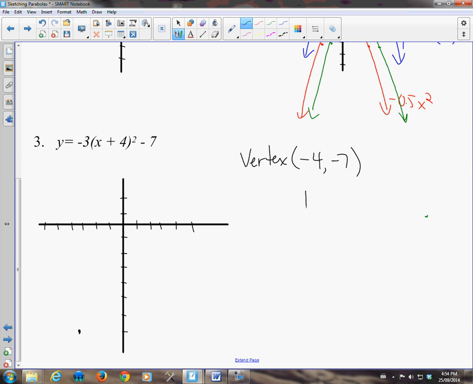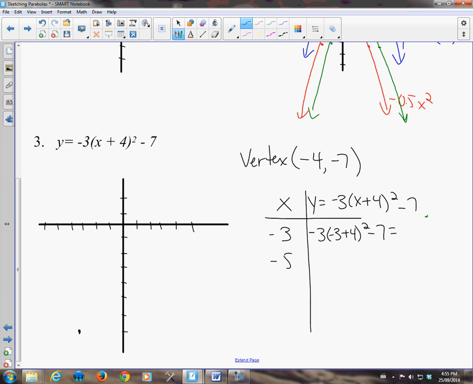So now I need a little table. I want a couple of numbers that are right around my vertex. So right around my vertex, because it's at -4, -3 is right before it, and -5 is right after it. So we'll figure out our corresponding number. So we'd have 1 squared, -3, that would be -10.